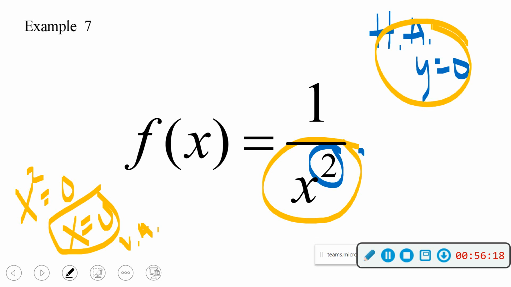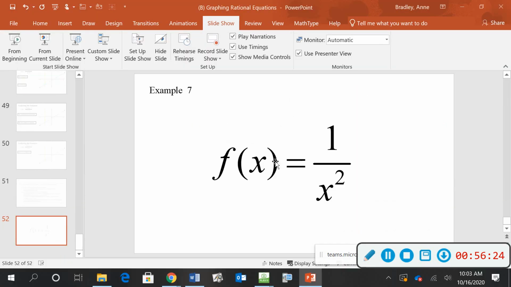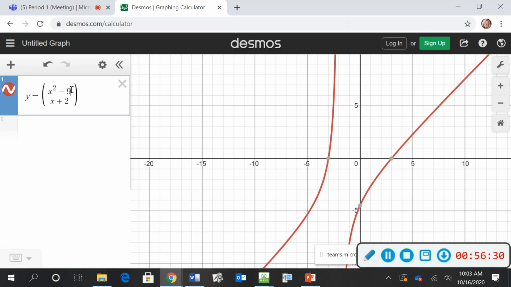Now let's take a look and see what this looks like, okay? So give me a second here. It is our last and final problem. And I'm going to change this.